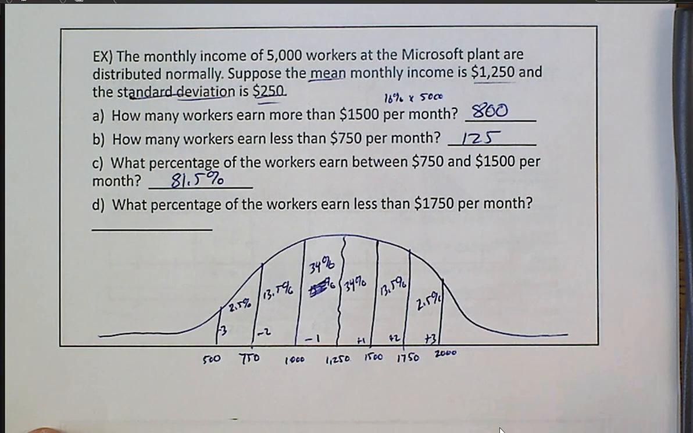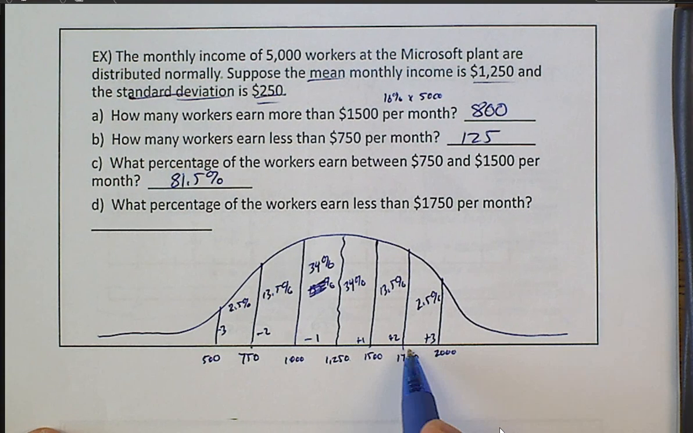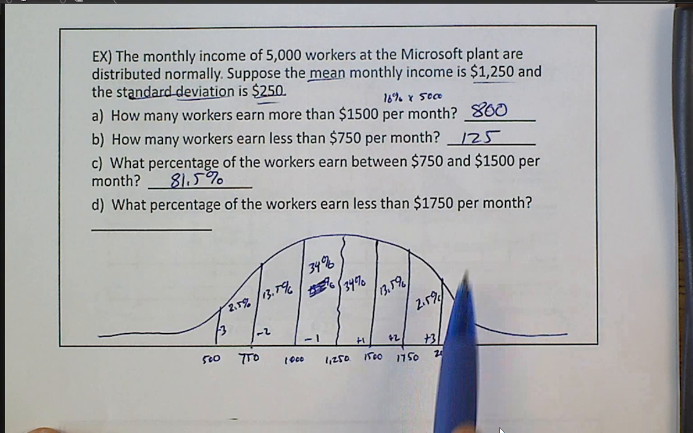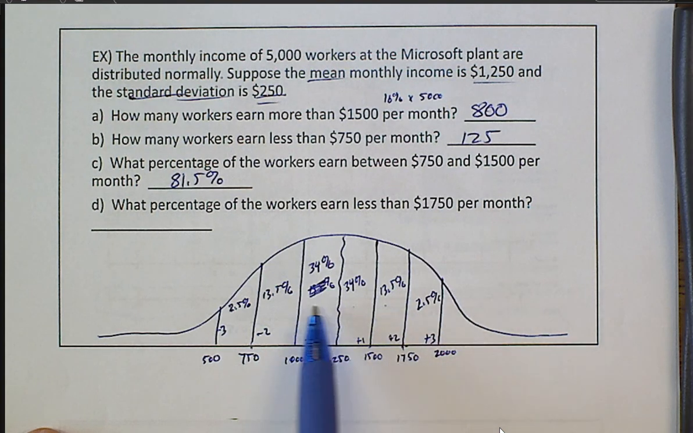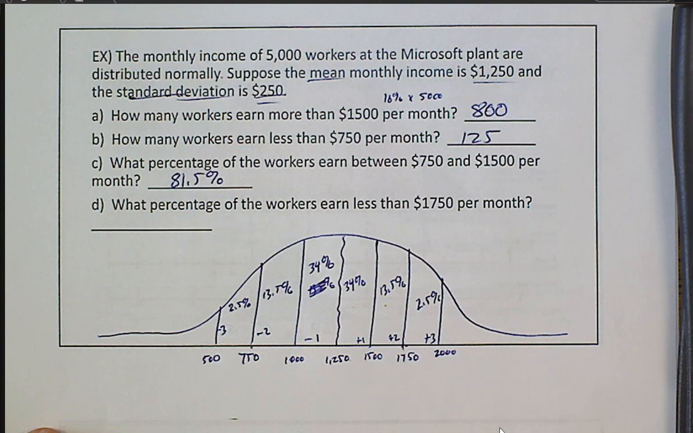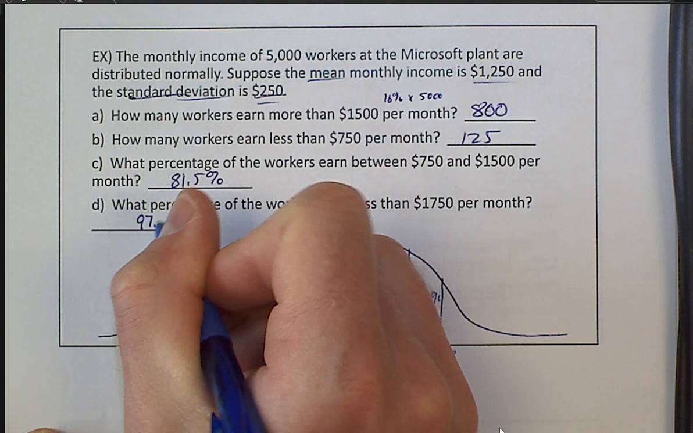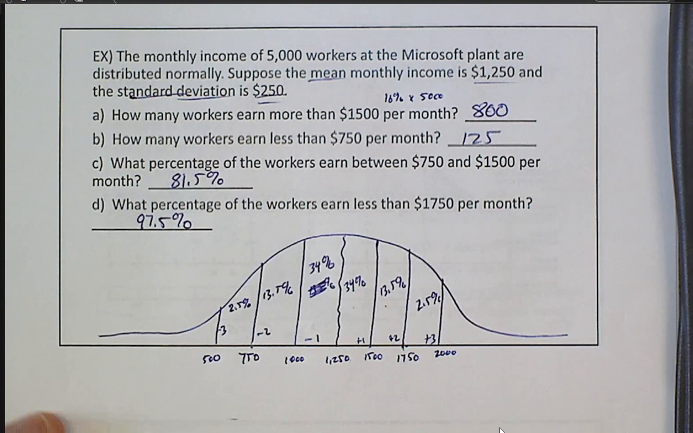What percentage of the workers earn less than $1,750 a month? That's $1,750 a month. So what percentage of the workers earn less than that? That's going to be basically 13.5, 34, 34, 13.5. So basically 100 minus the 2.5. And I get 97.5% earn less than $1,750 a month.